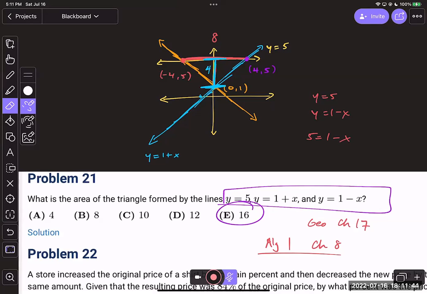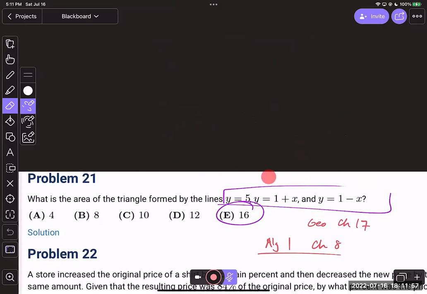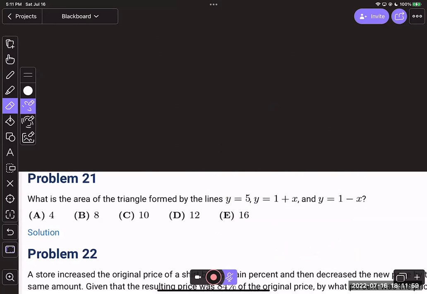Any questions over how this problem worked out? I promise you between 21 and 22, this one is the more difficult question. So with that, let's take a look at problem number 22.